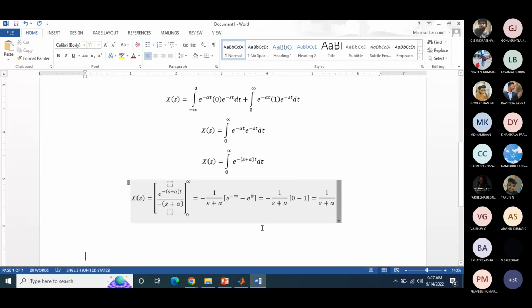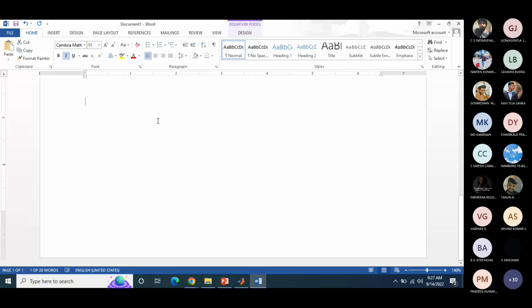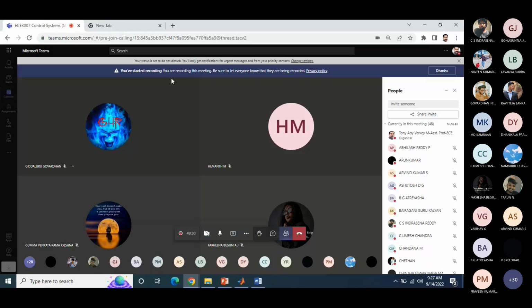Okay, so for example, let us take an example. Suppose x of t is equal to e power minus 3t. Then what is x of s? 1 by s plus 3. Correct, 1 by s plus 3. So this you can check in MATLAB also. I hope you guys know.